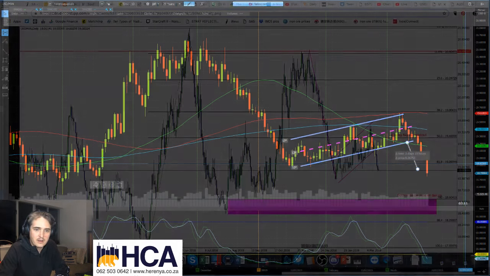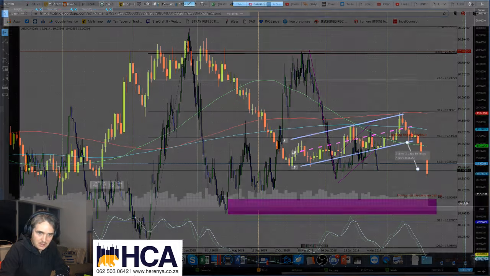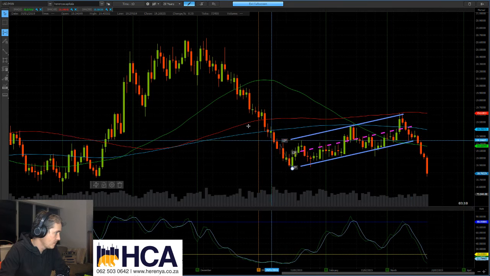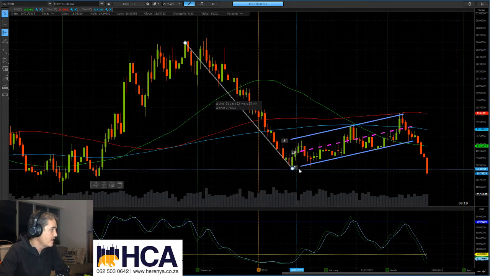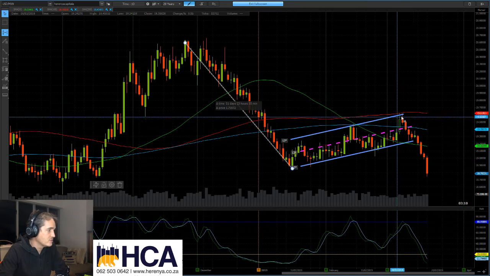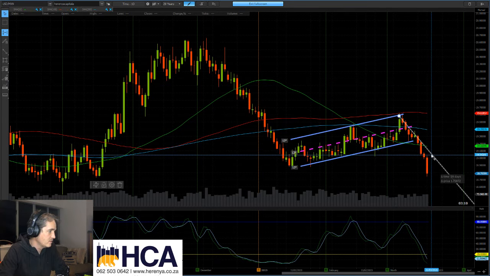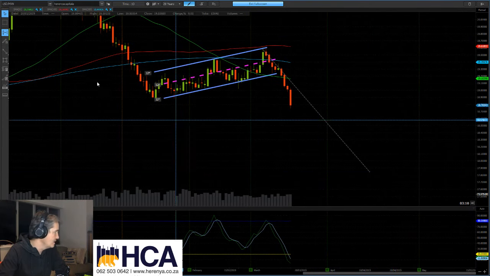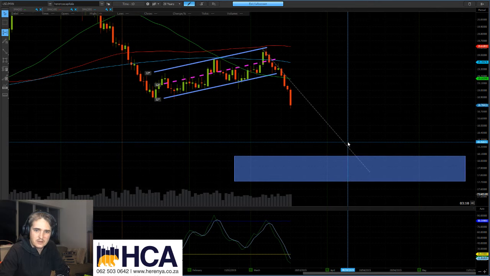The other way of doing this is by looking at this entire flag pole into the flag formation and then projecting that out. So that would be looking at this whole flag pole. We're going to basically measure from there to there. All right, that is a huge move. And then because we're measuring to the bottom of the channel, we have to start at the top of the channel, right? So we go from there to there, and our price target is suddenly 1784. So we're just going to draw a block there because we don't quite know where it's going to be, right?